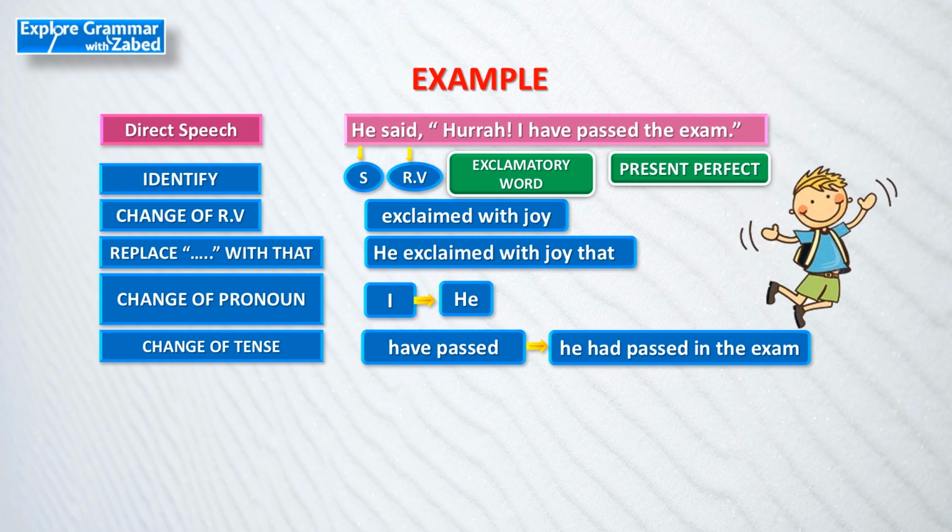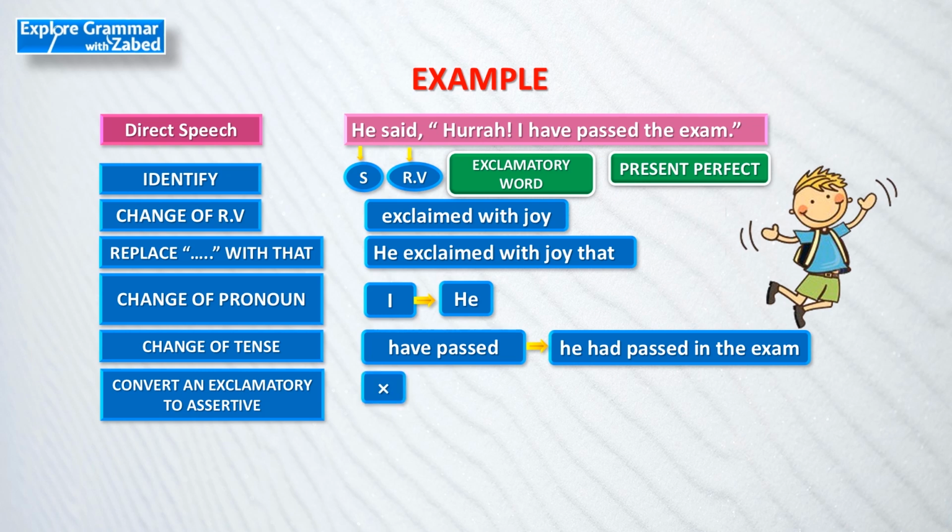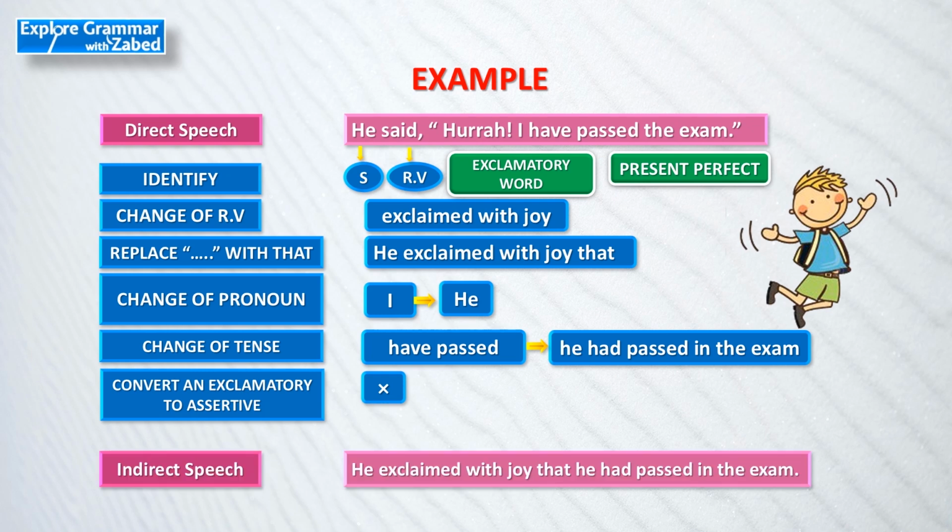Step 6. To convert the exclamatory sentence to assertive sentence. As the sentence is providing complete meaning by itself, we don't require to add any additional word. Step number 7 is to remove the exclamation mark and use full stop. Finally, the sentence becomes like this. He exclaimed with joy that he had passed in the exam.